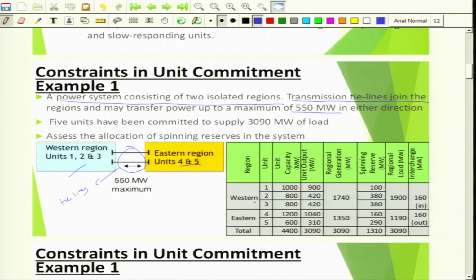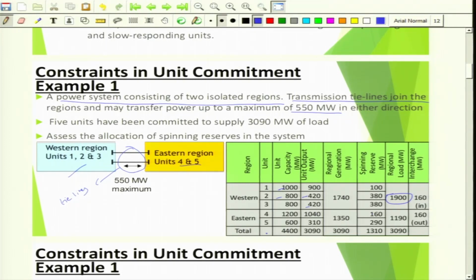In western region, as I told, there are 3 units. Unit 1, the capacity is 1000 megawatt and unit output is 900. That means it is operating at 900 megawatt, but its total capacity is 1000 megawatt. Similarly, unit 2 is operating at 420 megawatt, whereas its capacity is 800. Similarly, unit 3 has capacity 800 megawatt, but it is operating at 420 megawatt. The reason being, the total load to be met at western region is 1900 megawatt, right?